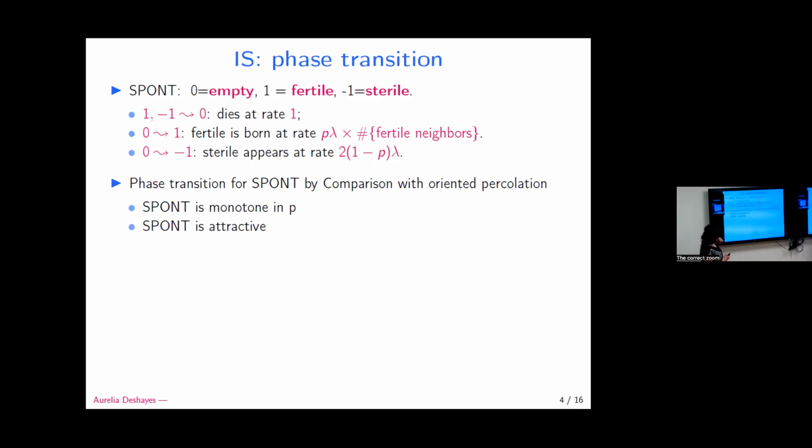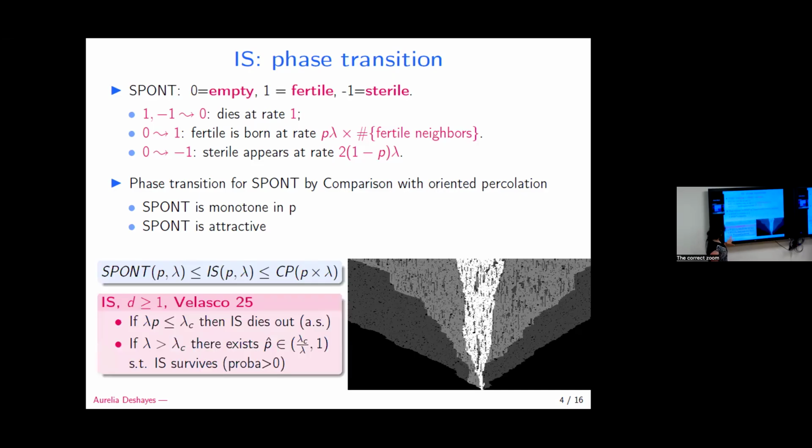Because this bond process that we defined before has the properties that the IS does not have, like being monotone in P and attractive. So she could make a comparison with oriented percolation, with quite a classical technique, to prove that this process survives for a large enough P and lambda. And then, thanks to the comparison, she obtained a phase transition for the inherited sterility model in any dimension.